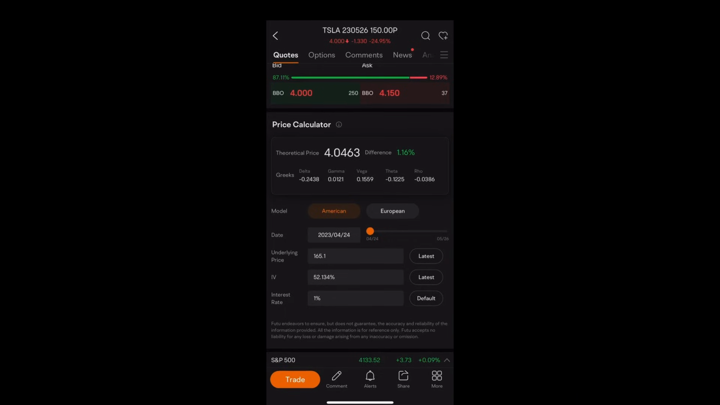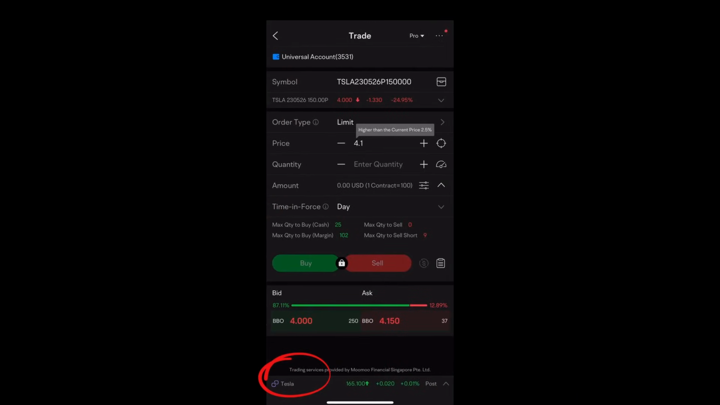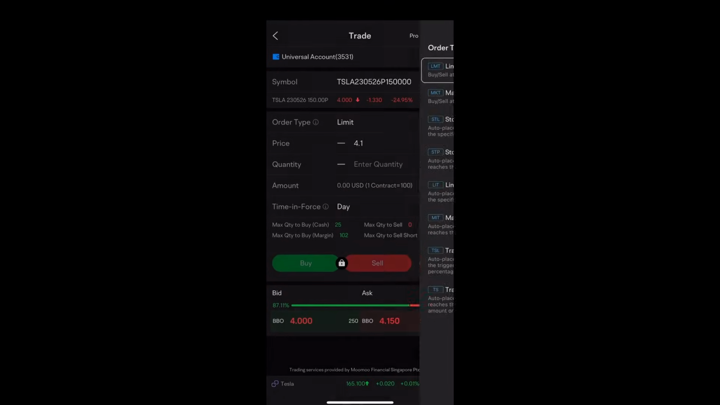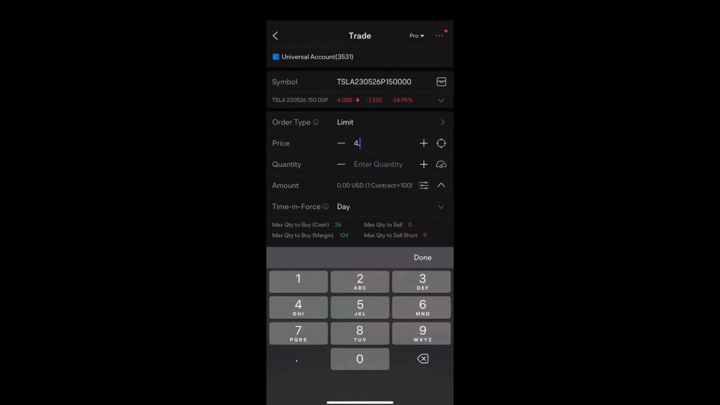Alright, once you have decided what you want to trade, all you need to do is to click on the big trade button on the bottom left, and you will be brought to the order page. On this page, it's pretty similar to how you always buy and sell stocks on Moomoo. Basically, there are various order types, which I will not elaborate too much. But for me, I usually go with limit order, where I can set my desired price to buy or sell.